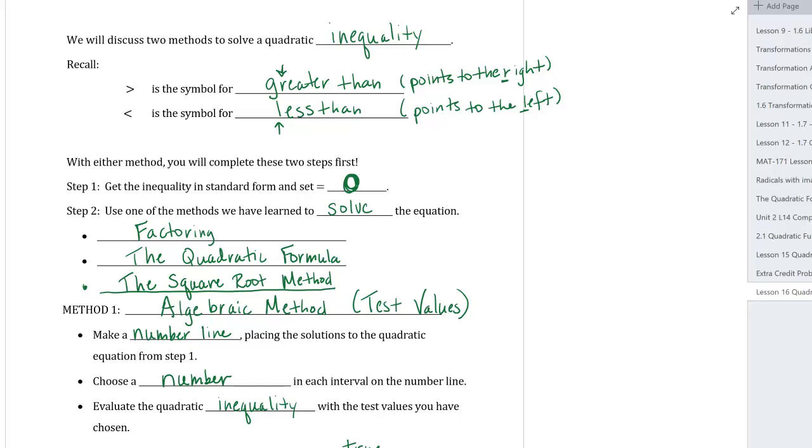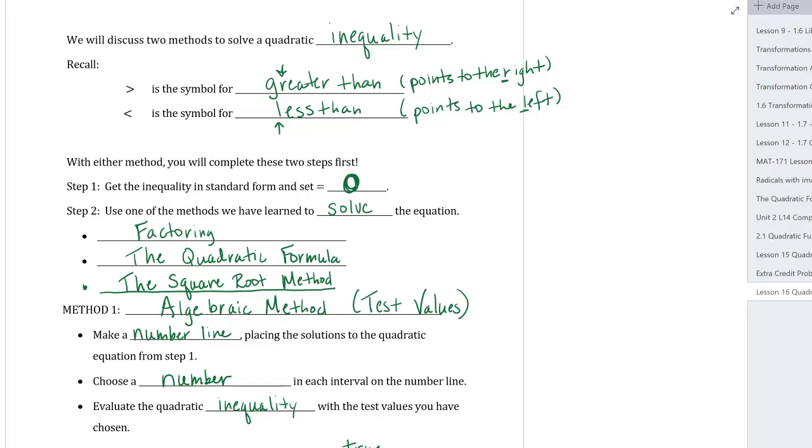But just in the beginning, remember that the symbol that points to the right is the greater than symbol. I remember this sometimes because right has an R in it, and so does greater than. And the symbol that points to the left is less than. And again, left has an L in it, and so does less than.